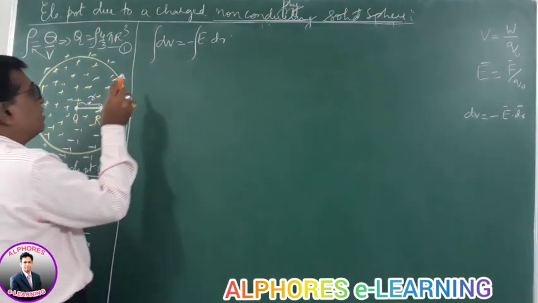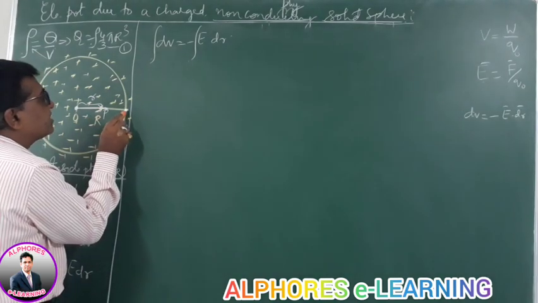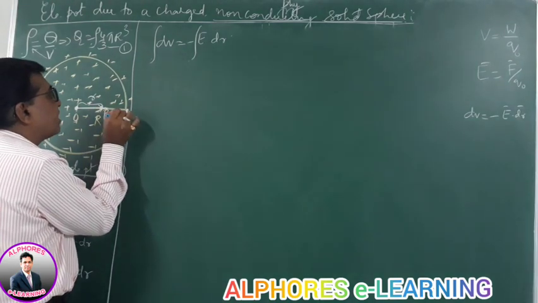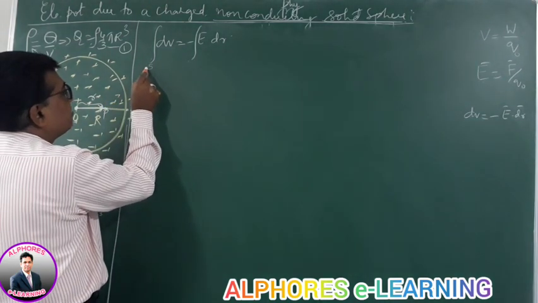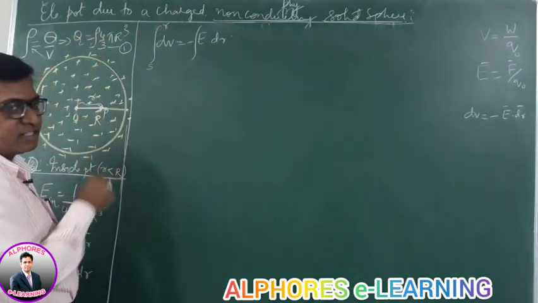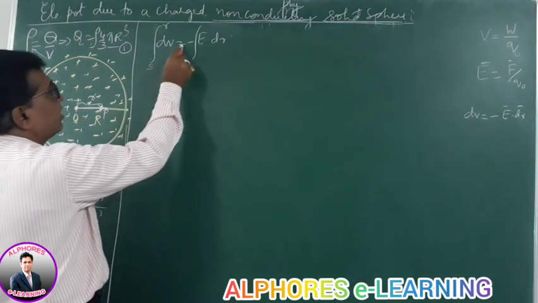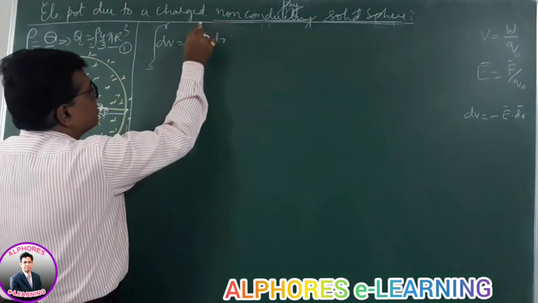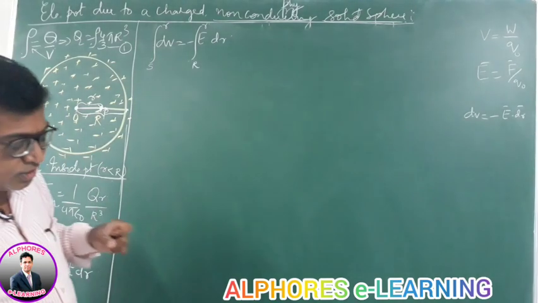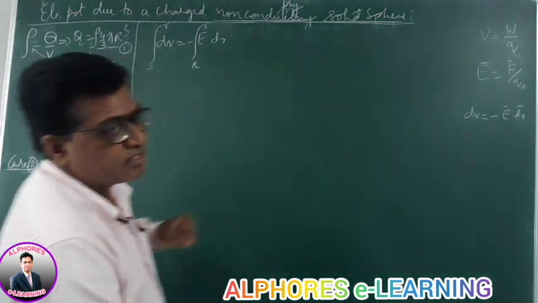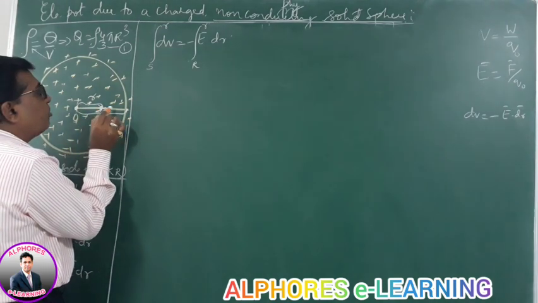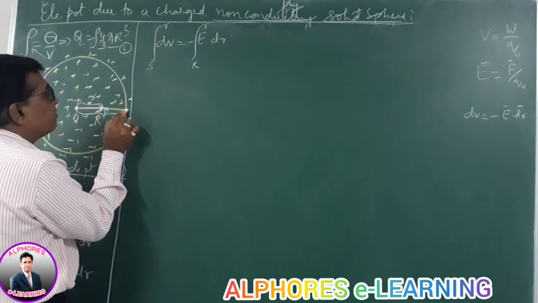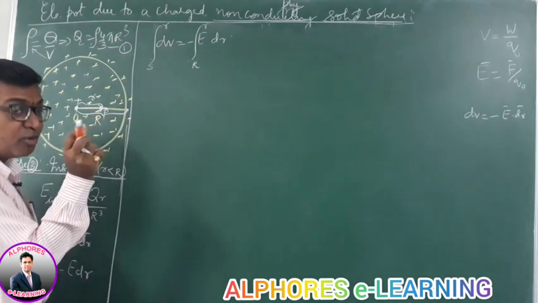Suppose I have to find the potential at this point inside the sphere. I am finding the potential difference between the surface point and the point P inside the sphere. The distance of the surface point is capital R, so the limits run from capital R to small r. You should be very careful while taking the limits. I am moving the charge from the surface to point P.